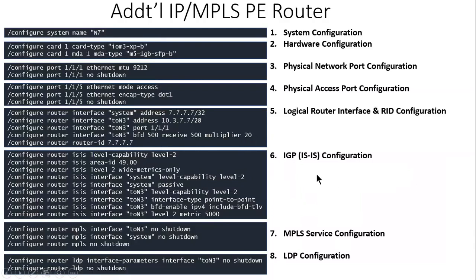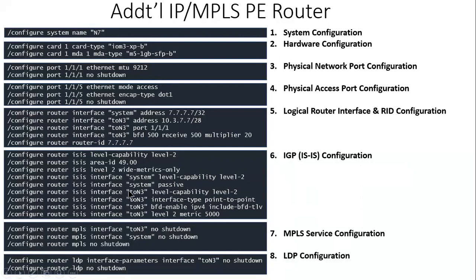So getting into our interior gateway protocol, in our case intermediate system to intermediate system, we're going to configure our intermediate system as a level 2 IS. We're going to assign it to the area 49.00. We're going to make sure it's using wide metrics only. We're going to add our logical router interface system to our ISIS domain as a level 2 interface. And we're also going to make it passive because while we want this address to be redistributed into our IGP, we don't want any adjacencies to form over that address.